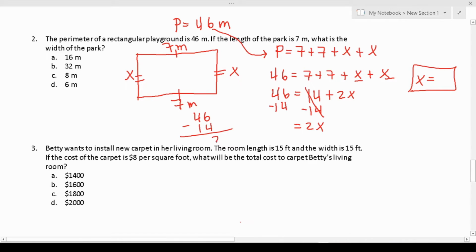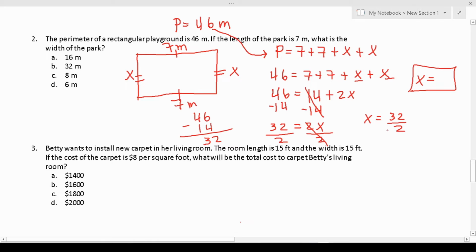6 minus 4 is 2. 4 minus 1 is 3. So this is 32 equals 2x. Now we want to get x by itself, and to do so, we're going to divide both sides by 2. This is going to cross out, leaving you with x equals 32 over 2, which, as we can see, isn't one of our answer choices.